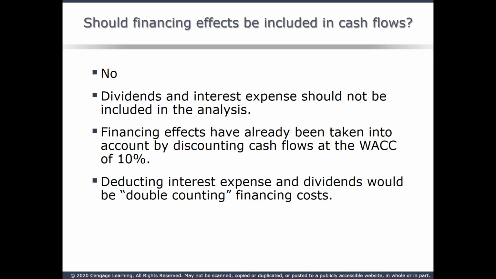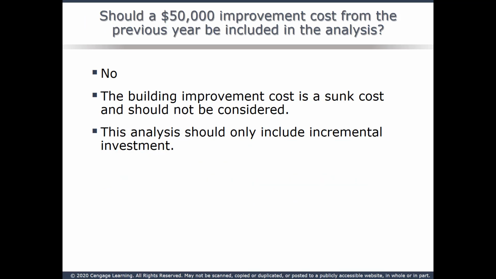Let's review some of the relevant and irrelevant cash flows we may be presented with. Financing costs are not relevant. They're accounted for in the weighted average cost of capital. Including them as a line item would be double counting. How about a $50,000 improvement made last year? No. This is a sunk cost. It's not relevant to the analysis of the project going forward.